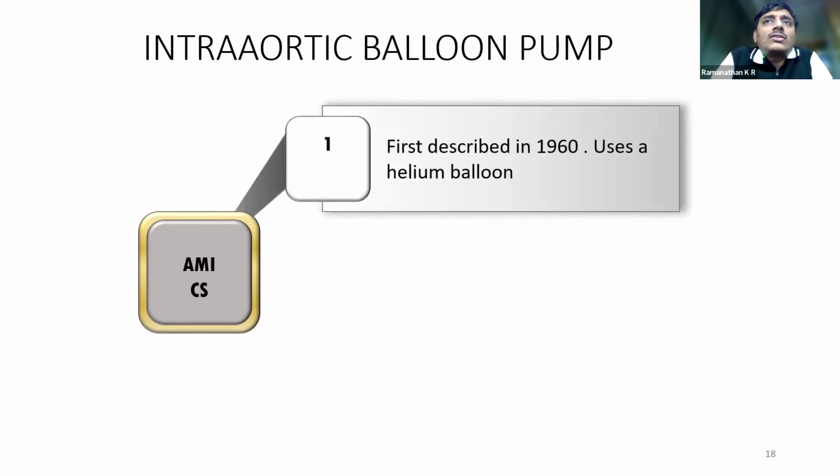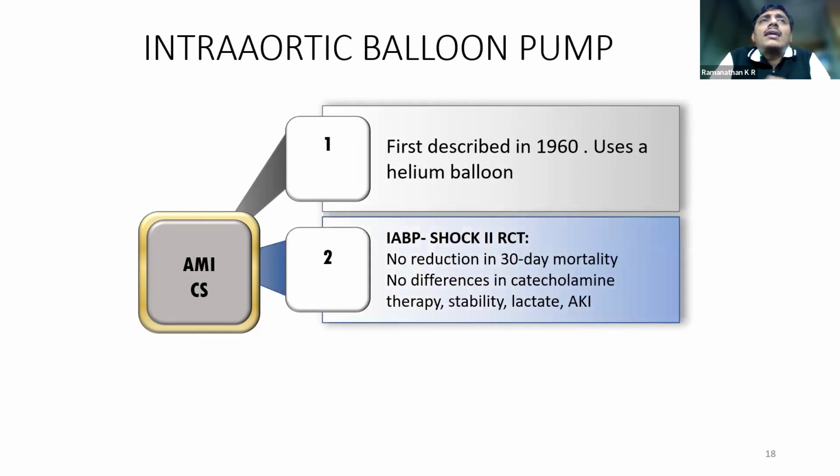Of course, this was described way back in 1960, and there have been enough publications, including the IABP Shock 2 trial, which showed that in the context of acute MI cardiogenic shock, IABP does not reduce your mortality, nor does it impact on your catecholamine therapy or patient stability.